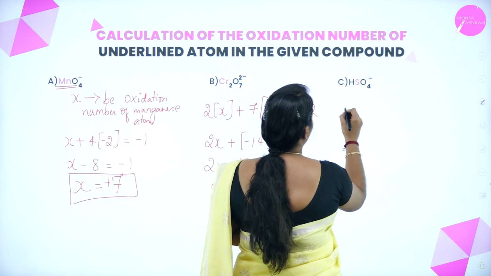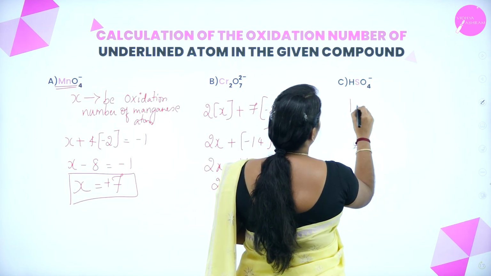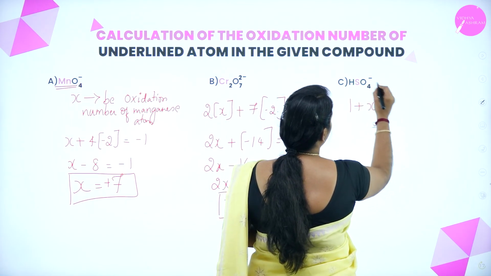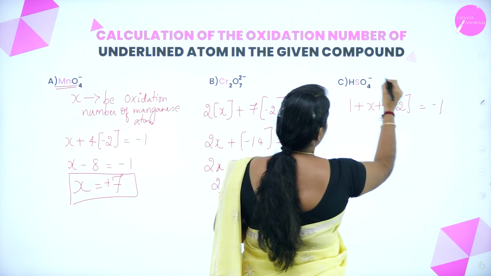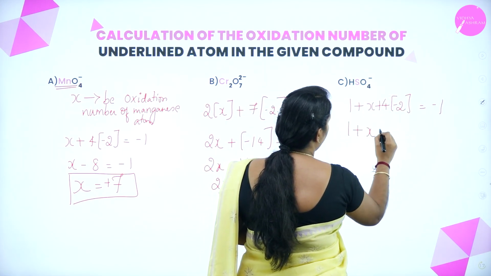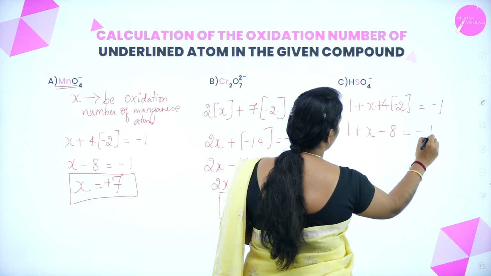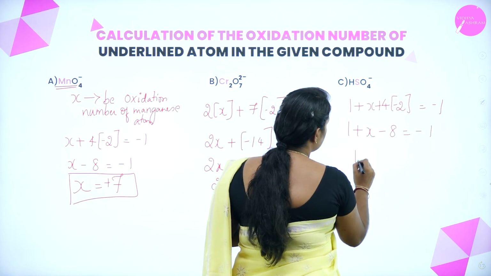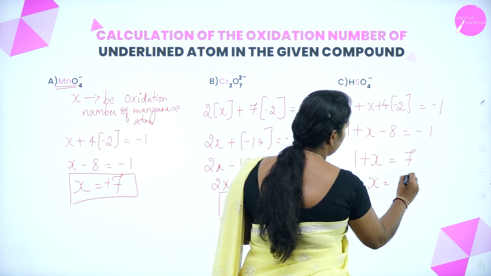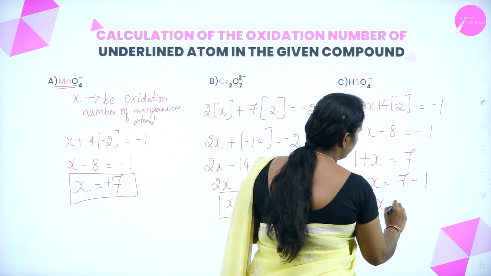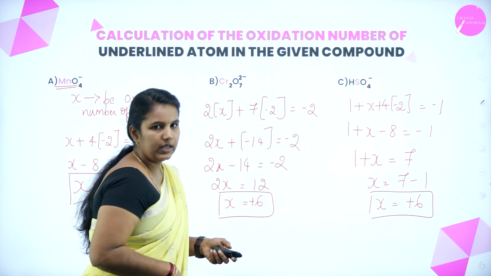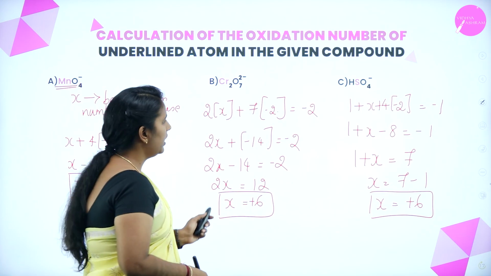Again, for hydrogen it is 1. 1 plus x, plus 4 oxygen atoms, is equal to -1, because only one charge is there. 1 plus x, 4 times -2 is -8, is equal to -1. So 1 plus x is equal to 7, and x is equal to 7 minus 1. It will be equal to +6. This is how we can easily calculate the oxidation number of the given element.